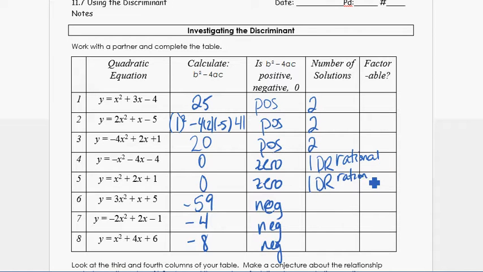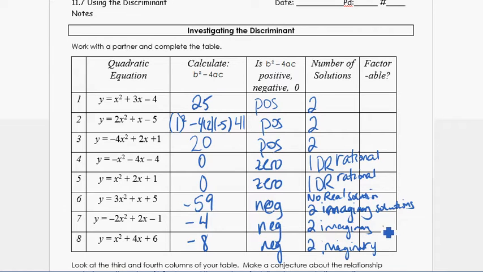Now, anytime we get a negative, and we already know this, this b squared minus 4ac is going to end up underneath a radical symbol, and we can't take the square root of a negative number. So we can say either no real solution, which is fine, or we could be a little bit more specific and say 2 imaginary solutions. So in each one of these situations, 7 and 8, we have a negative discriminant, so it's 2 imaginary solutions. Or again, like I said, you could say no real solutions as well.